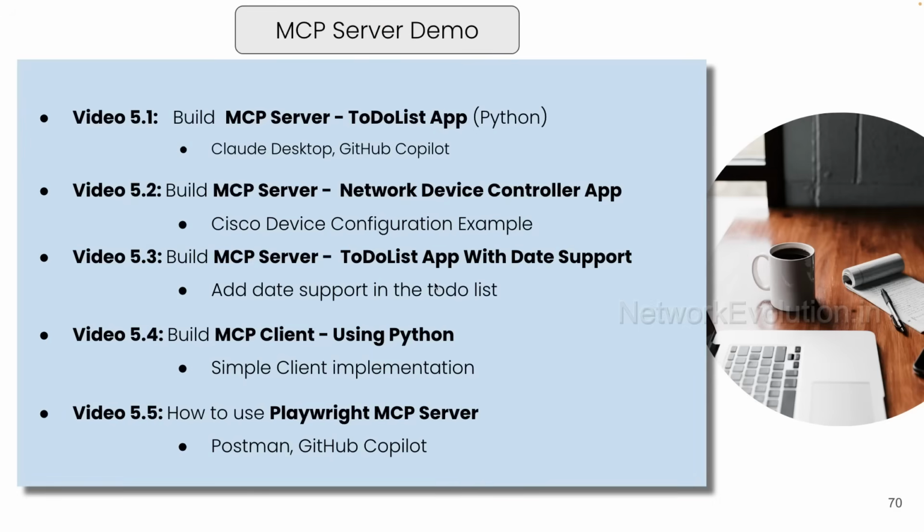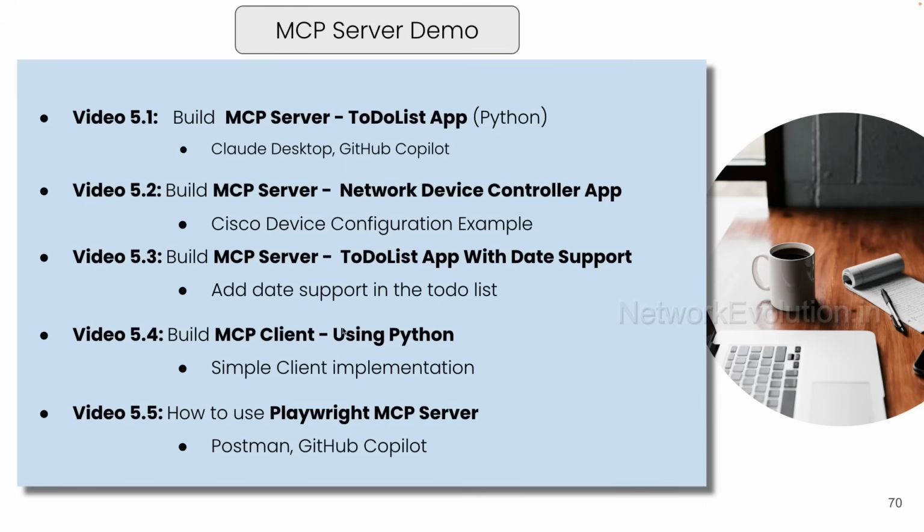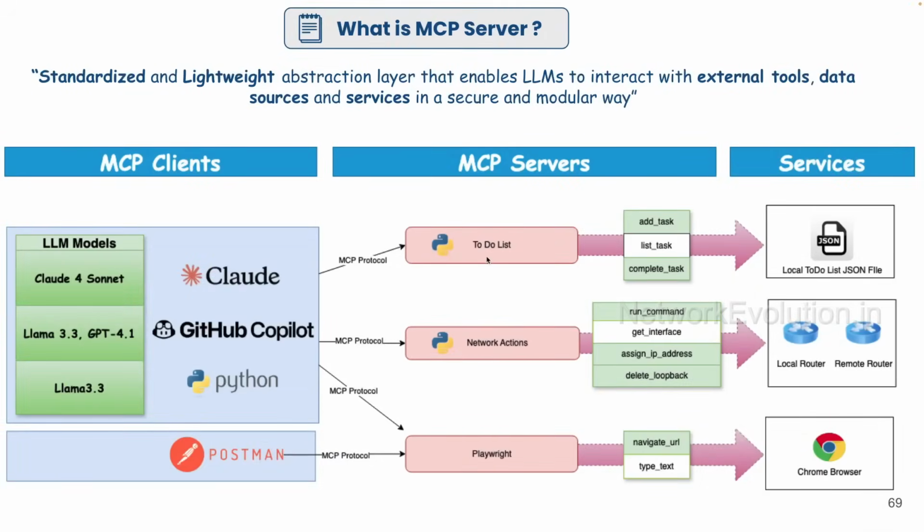In the third video, we'll see how to build a to-do list app with date support. There, if the user gives the date in the instruction, this would be able to parse that date and add it in the JSON file. In the fourth video, we'll build an MCP client using the library called MCP use, and we'll try to interact with this to-do list app.